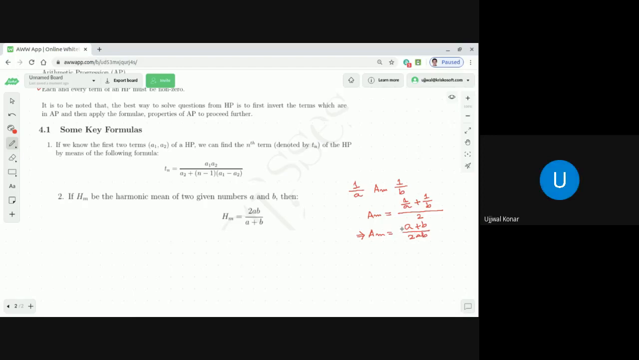To find the harmonic mean, we need to take the reciprocal of that arithmetic mean, correct or not? 1 by AM is equal to 2AB by A plus B, what I wrote in the left hand side. Correct or not? In that way also you can find it out. Now, a few points: harmonic mean questions generally come rarely, but they do come as well.